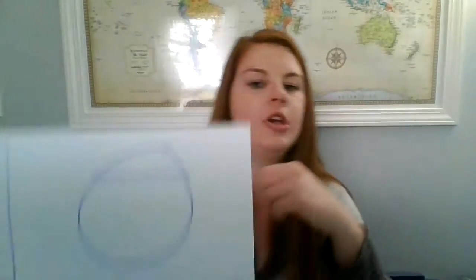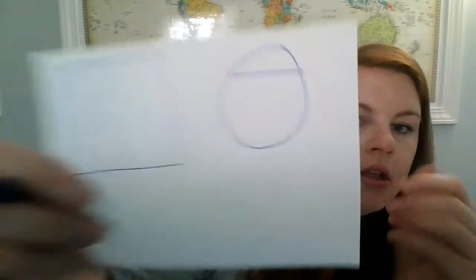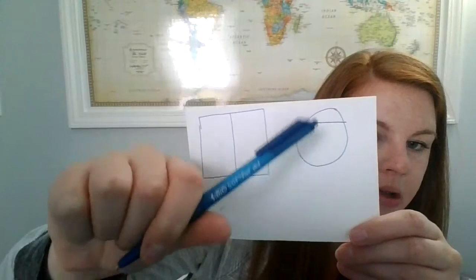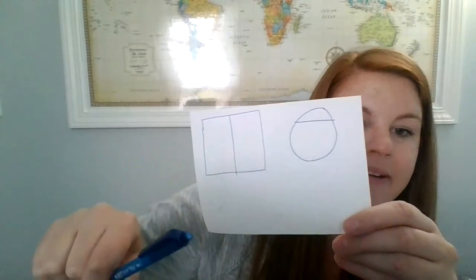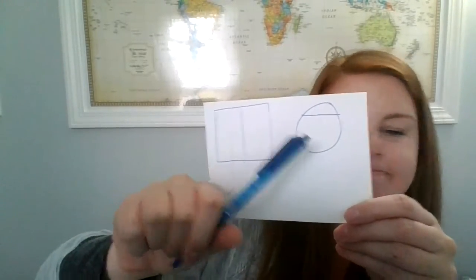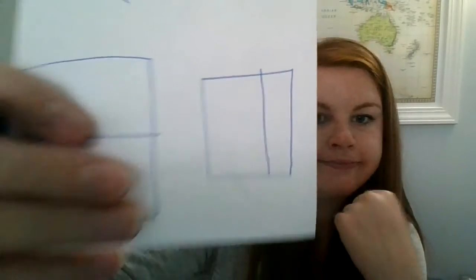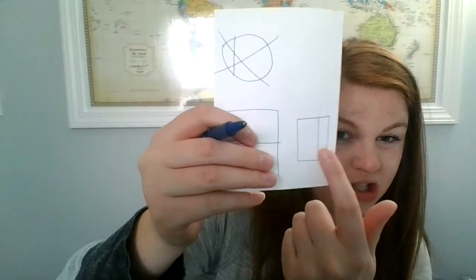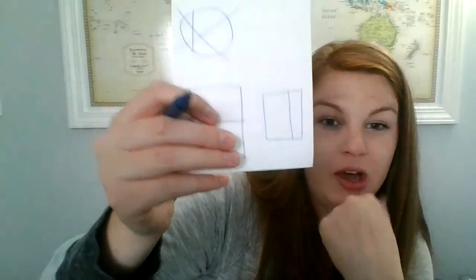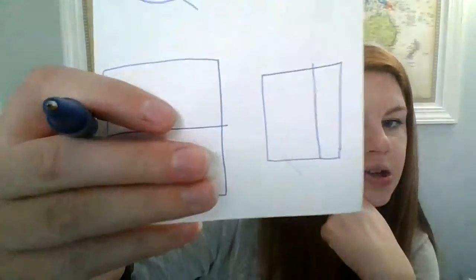Is this an equal share? If this was a pizza, which part of the pizza do you want? Because I want that part. So is that equal shares? Nope, because they're not the same. All right, one more. Is that equal shares? Nope, because which side of the pizza or which side of the cracker or whatever would you want? You want the bigger one. So that's not equal shares.